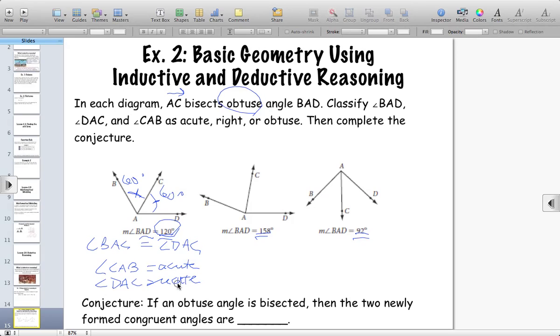All right, let's look at our second one. Angle BAD is 158 degrees, AC is bisecting it, so this is equal to this. 158 divided by 2 is 79 degrees. 79 degrees is less than 90, so that means angle BAC, or CAB, however you want to call it, is acute. And angle DAC is also acute.